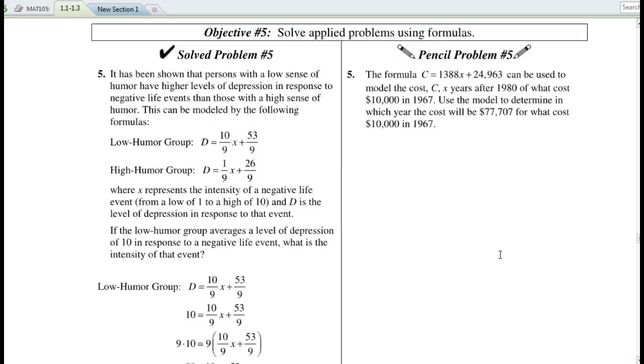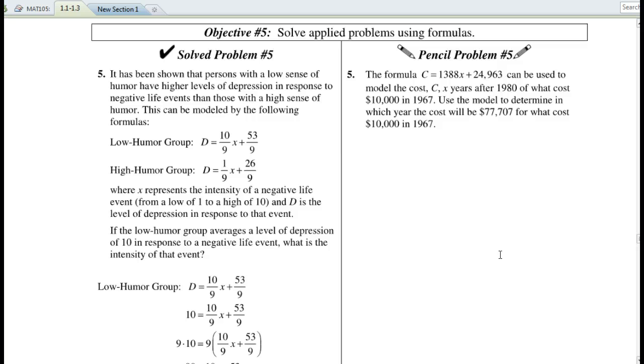Okay, now we got a few word problems to deal with. So let's look at this one. The formula C equals 1388x plus 24963 can be used to model a cost x years after 1980 of what something costs $10,000 in 1967. So we want to use the model to determine which year the cost will be $77,707 for what cost $10,000 in 1967. So in some sense, this is just modeling the inflation of an object that was $10,000 in 67.